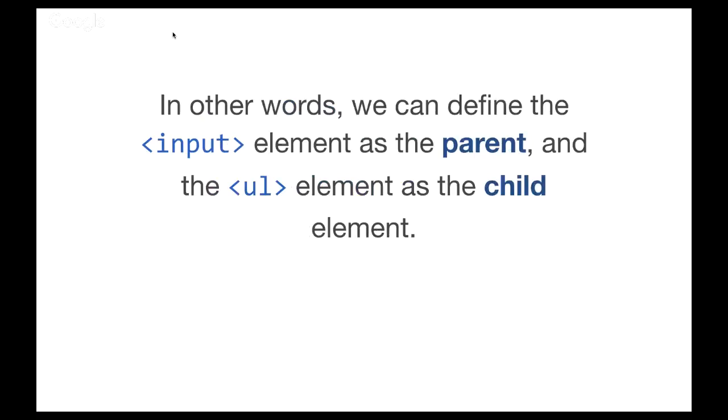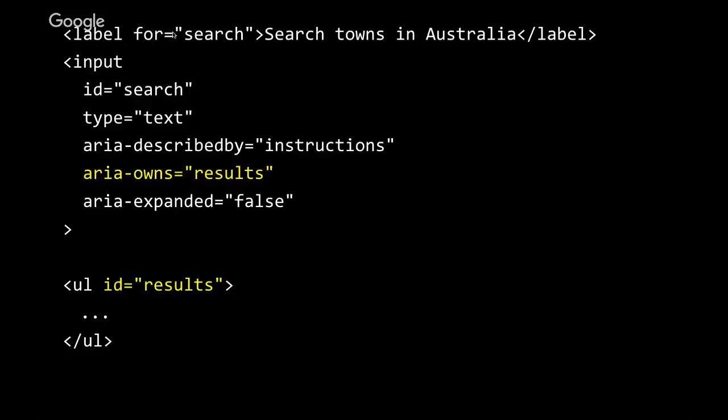Well, basically it means that we can define the input as a parent and the UL as the child. Because they're just sitting there side by side, one after each other, there's no way to infer that they're related from the DOM. So this allows us to give that extra bit of information. In the markup, in the input element, we have a new attribute called aria-owns, with a value of results. And the UL element, that's the list of suggestions, has an ID of results. So now the input and the UL are associated with each other as a parent and child.